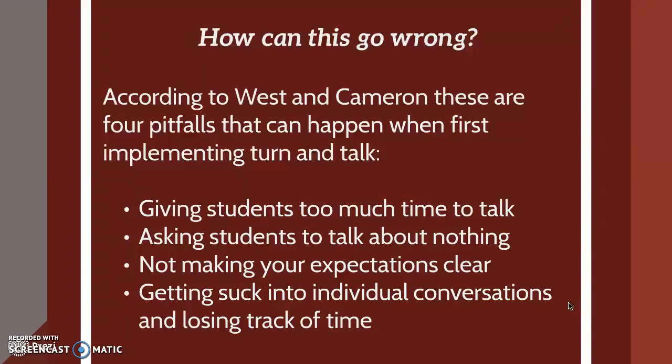Asking students to talk about nothing. Again, we should have a clear objective for them in their turn and talk, a clear process that they have to go through in order to reach a solution. Not making your expectations clear. So again, modeling this is so important when you start. You can start by modeling it with yourself and a student and asking kids, what did you see as we did this turn and talk, and what should you be doing as you are participating in a turn and talk?